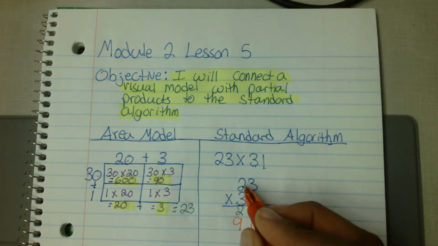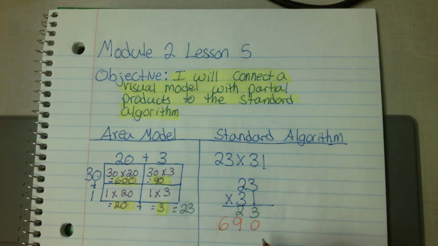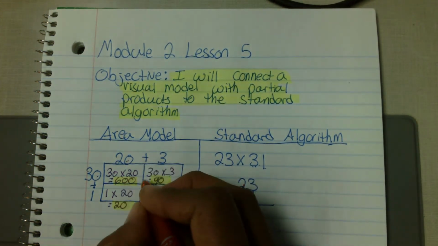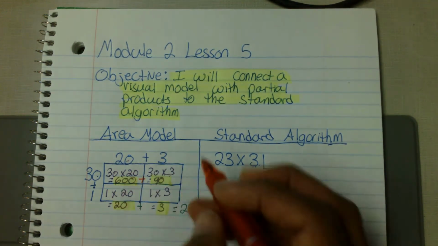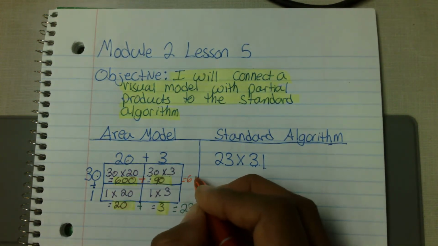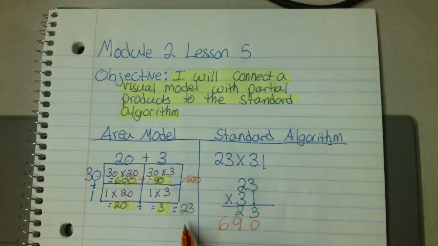Okay. Then I'm going to go 3 times 2 is 6. And then where do I see my 690? Well, again, remember that plus sign in the middle here. There's that plus sign on these lines. 600 plus 90 equals 690. So then I see my 690.